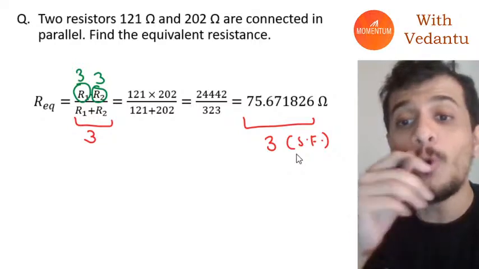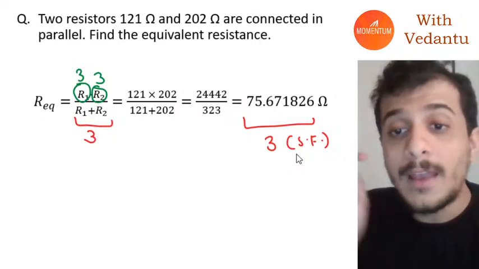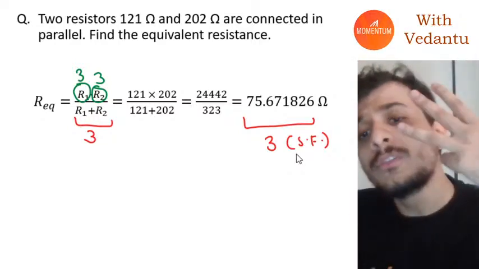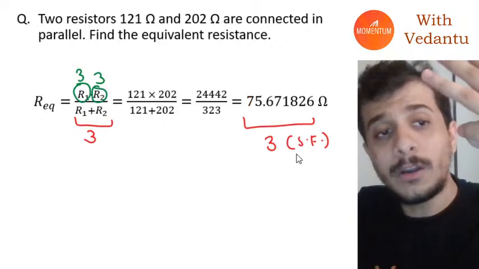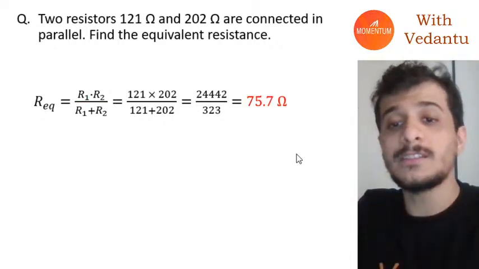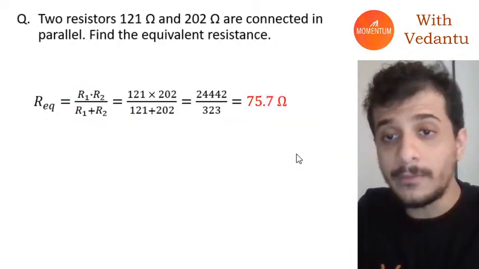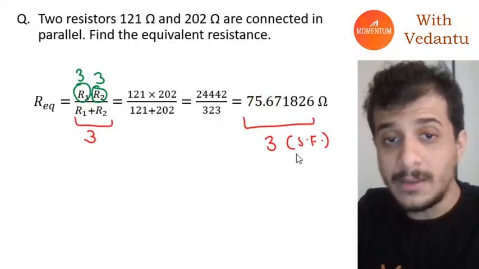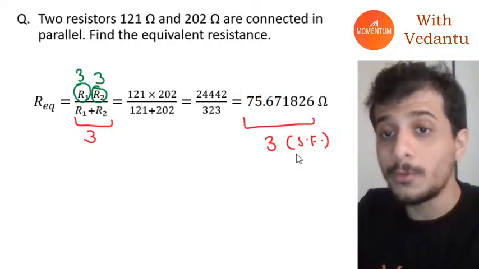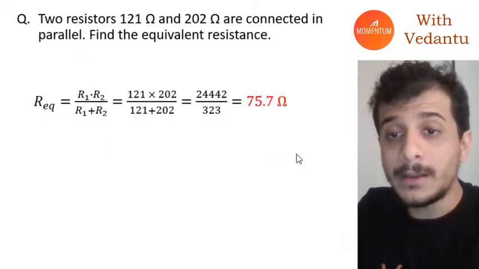I will have to round it off to 3 significant digits, which will become 75.7 ohms. Okay, I hope everybody understood.